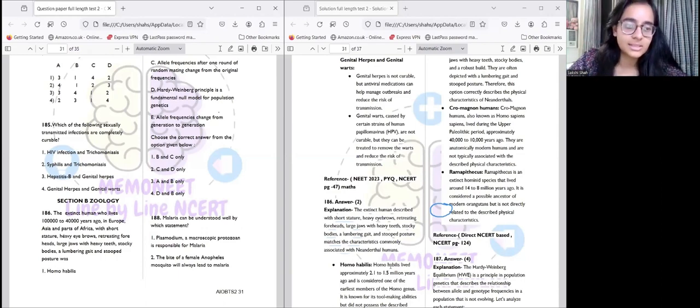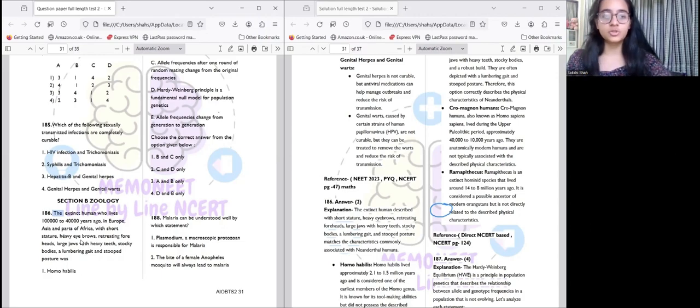So now let's focus on section B, question 186. It's a question from evolution, about the extinct human who lived many years ago in Europe, Asia, and parts of Africa, with short stature, heavy eyebrows, retreating forehead, large jaws with heavy teeth, stocky bodies, lumbering gait, and stooped posture. In this statement, I cannot provide any explanation as such because it's a direct line from NCERT. There's no point in me just listing down the characteristics, right? So you all need to know the characteristics of each and every option mentioned here.